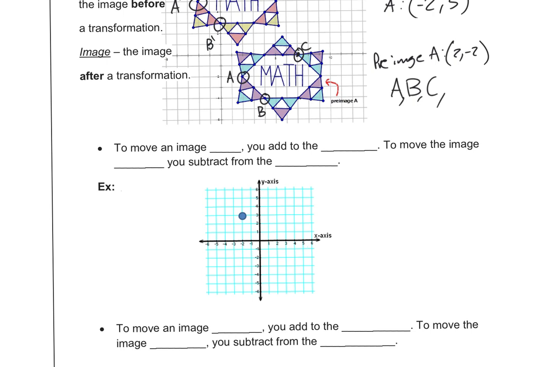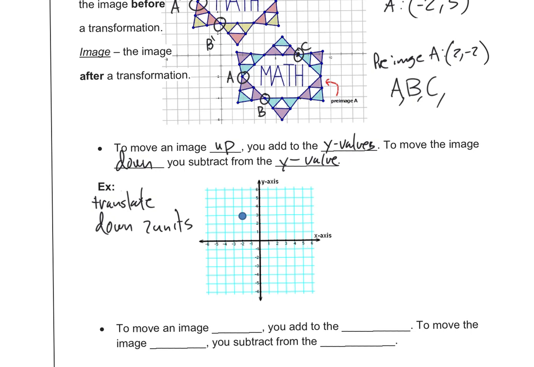So to move an image up, you add to the y value. To move the image down, you subtract from the y value. So let's say, for example, we were going to translate down 2 units.